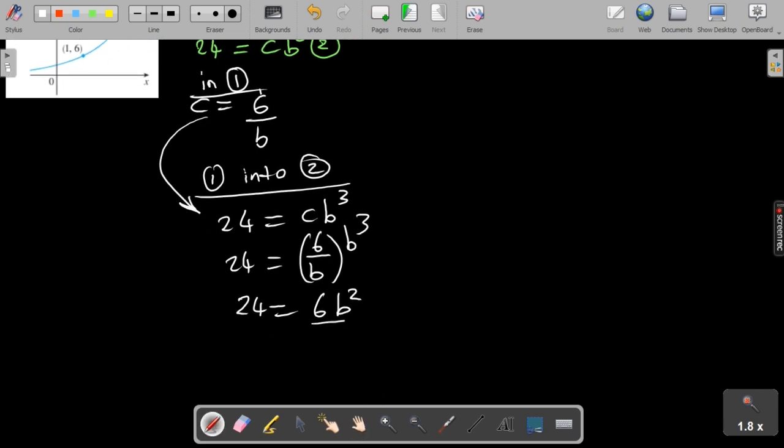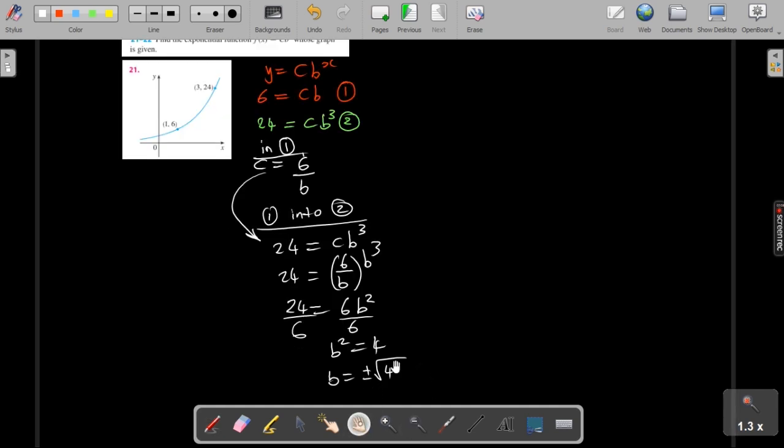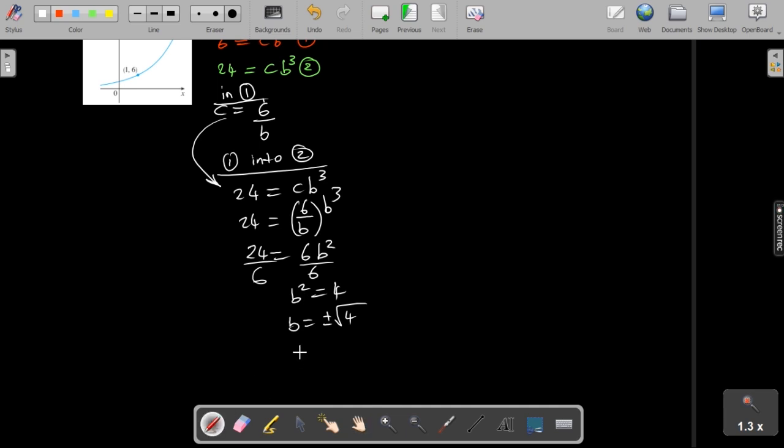Then we can divide both sides by 6. That should give you b squared equals 4. And this b here should be equal to plus or minus the square root of 4. But you should know that this base cannot be negative. So therefore, we can choose that b is positive 2.